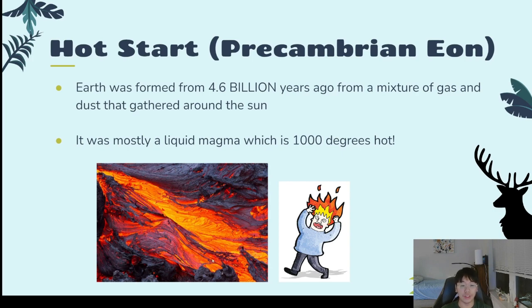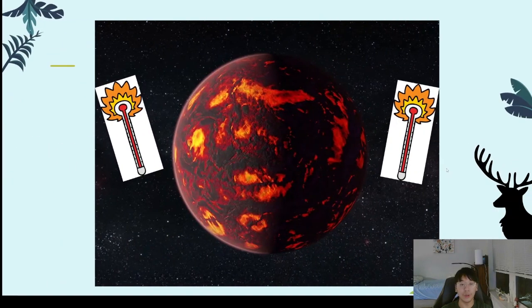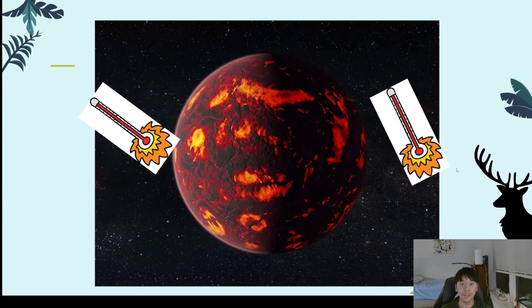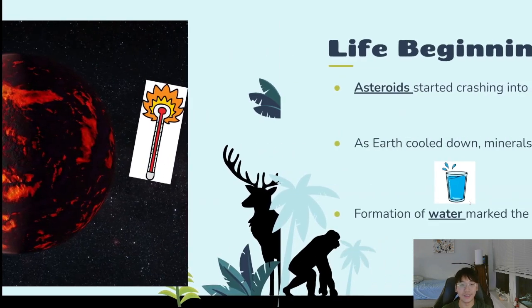You can see a picture here. This is magma, and even if you look at it from afar, you can tell that this is really hot, like this person is on fire. It's over 1000 degrees hot. That was what the Earth was made of when it was created 4.6 billion years ago. So this was Earth. It looks really different from today's Earth, but it was still Earth when it was created.